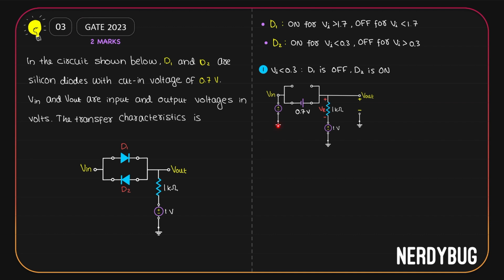Now check out this loop. I'll start from the ground. I have V input from negative to positive. I have 0.7 also from negative to positive. Then I have V out from positive to negative. I go back to ground. So I can write plus V in plus 0.7 minus V out is equal to 0. Kirchhoff's voltage law. This gives me V out is V in plus 0.7.